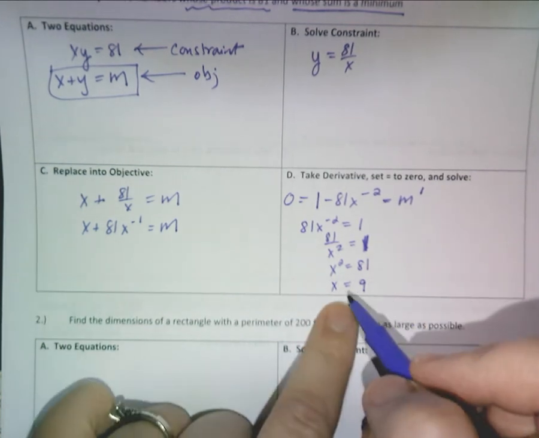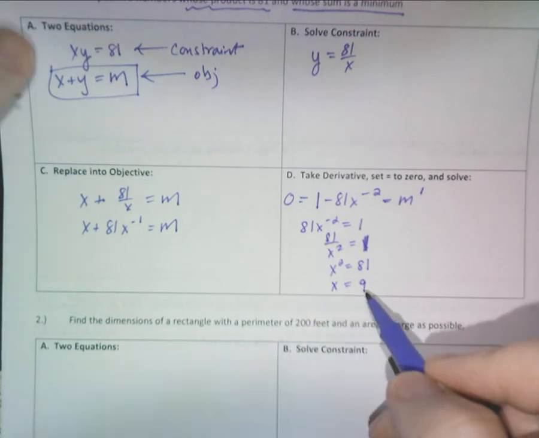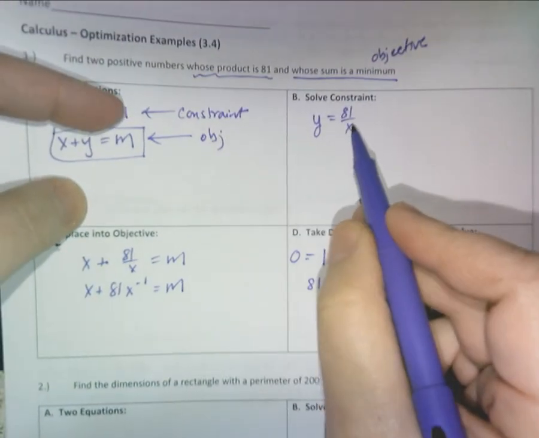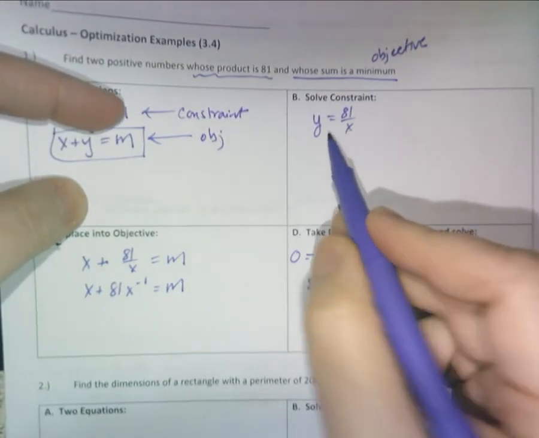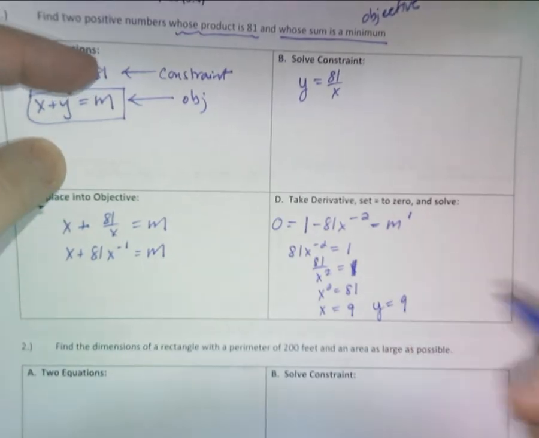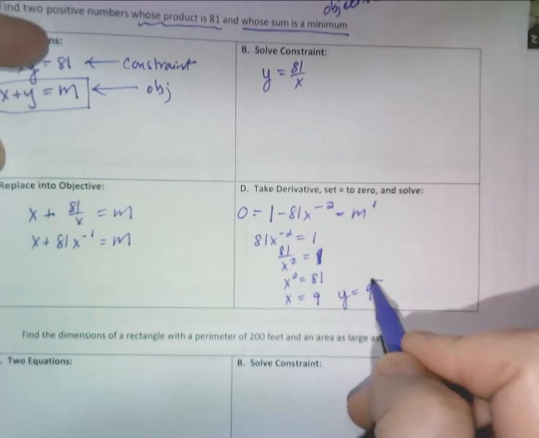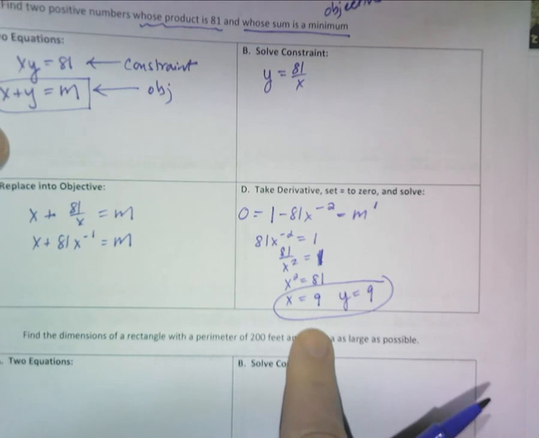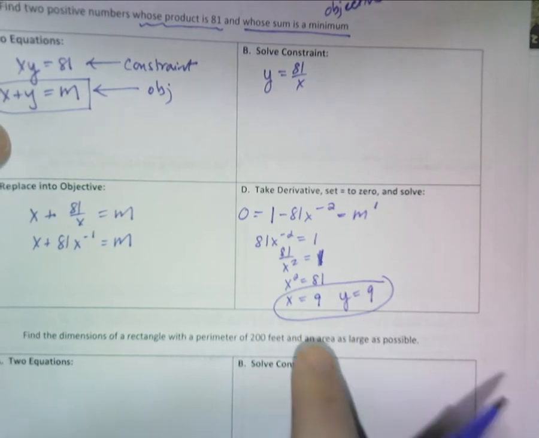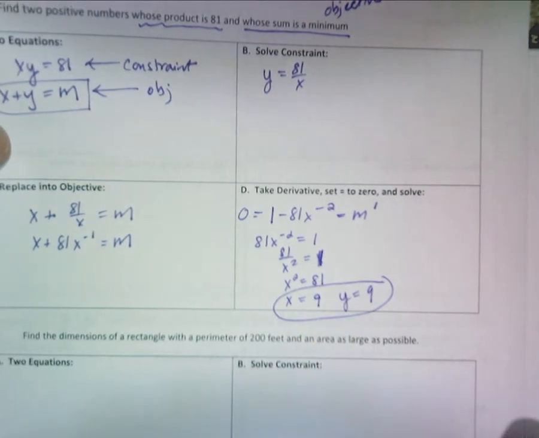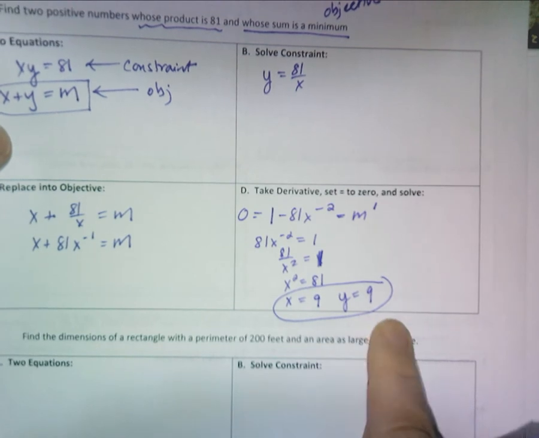unnecessary. All right, so if x is 9, go back up here to this equation. What's 81 divided by 9 then? 9. So it turned out for us that the 2 values that would multiply to 81 and that would make the minimum amount of value that would still multiply to 81 would be 9 and 9, surprisingly enough.